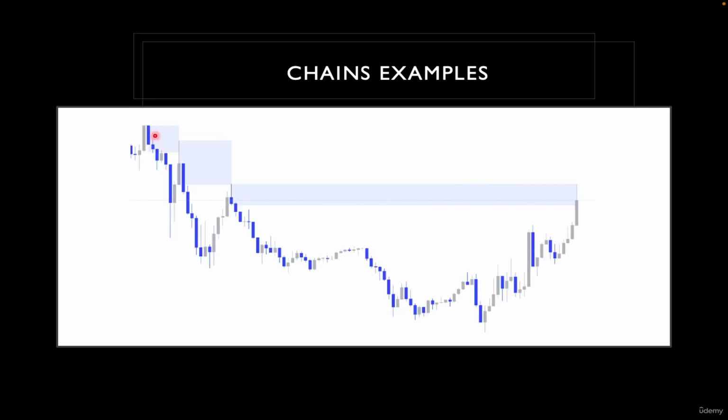Another one here, order block, break to the downside, come back up, tap into that order block, break to the downside again. We come back up, tap into this order block that creates a chain, and then break again to the downside.